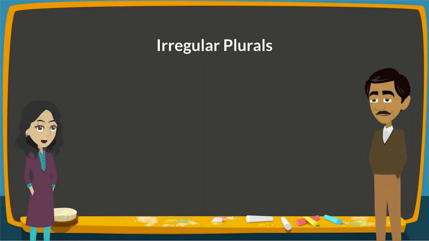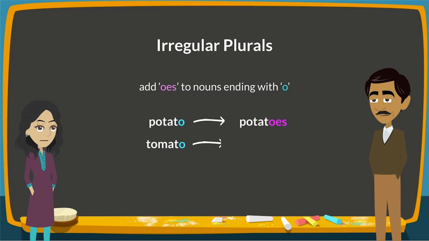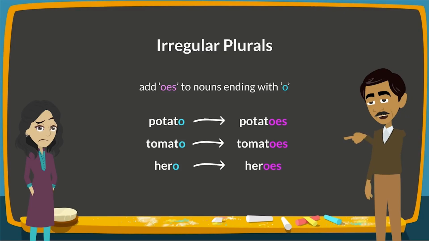Yes. To the nouns that end with O, we add OES to make them plurals. For example, the plural of potato is potatoes. The plural of tomato is tomatoes. The plural of hero is heroes. And this is where you got confused. You thought that the plural of zero was spelled zeroes.